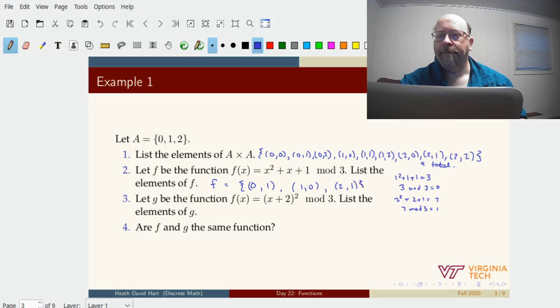Okay? So every first point shows up once. I have a repeating second coordinate, but that's okay. That's allowed. Okay?